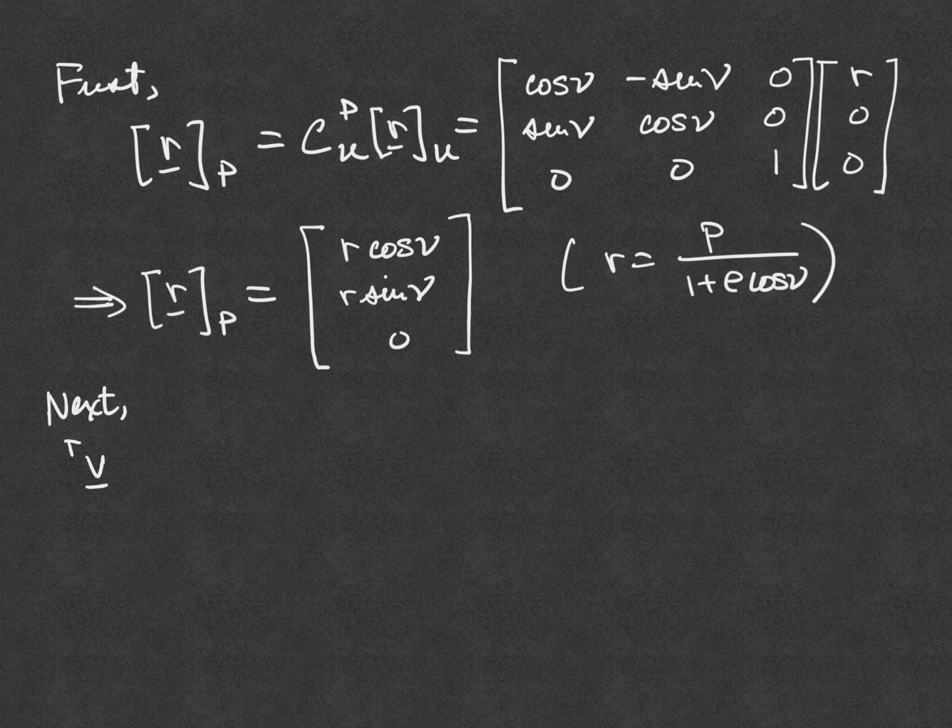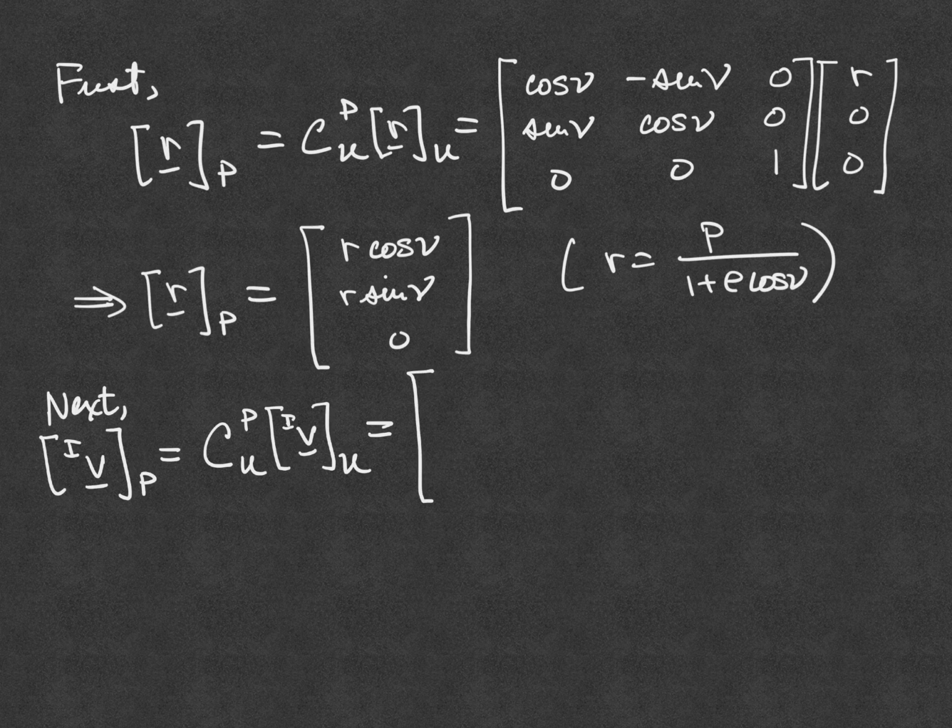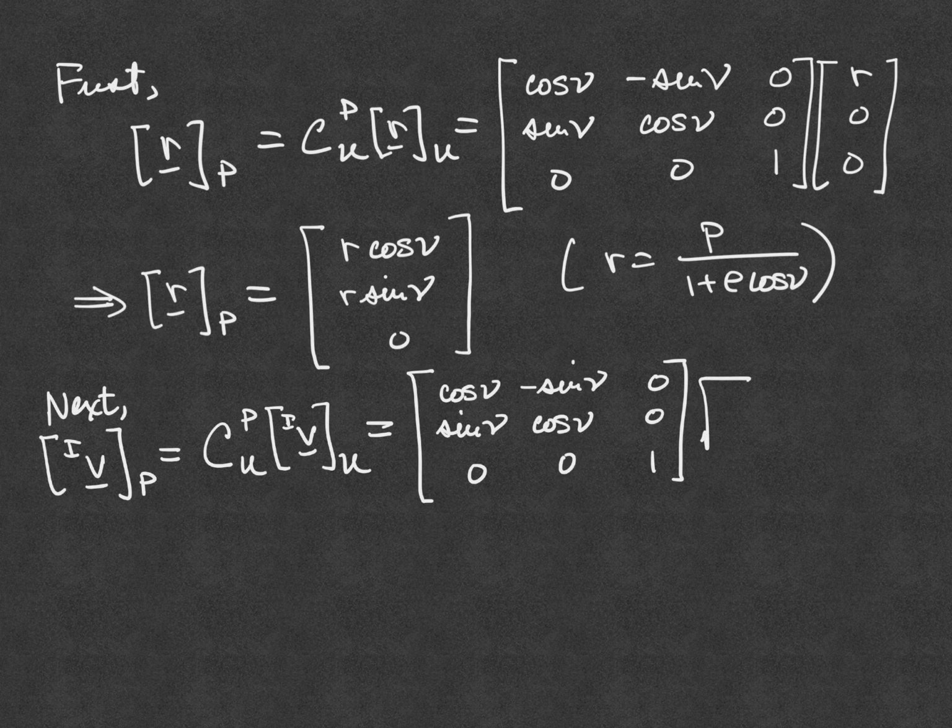So next, the inertial velocity expressed in the perifocal basis is equal to the transformation from u to p times the inertial velocity expressed in u, which is equal to [cosine of nu, sine of nu, 0; minus sine of nu, cosine of nu, 0; 0, 0, 1] times the square root of mu over p times [e sine of nu; 1 plus e cosine of nu; 0].